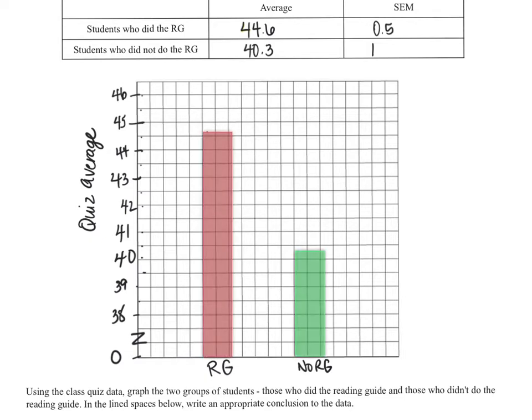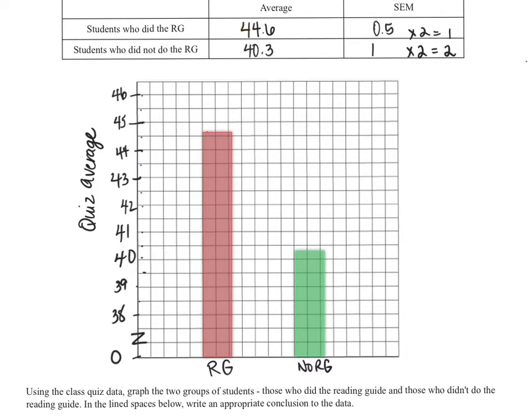Now that I have both bar graphs drawn, I'm going to go ahead and add my standard error of the mean. In this example, let's go ahead and go to two standard errors of the mean, which means that I'm going to take the standard error of the mean on the table and multiply by 2. Now I can take those values and find my upper extreme and my lower extreme.